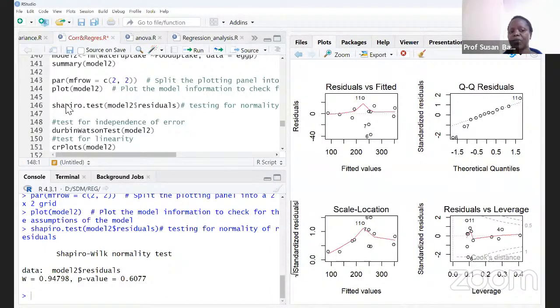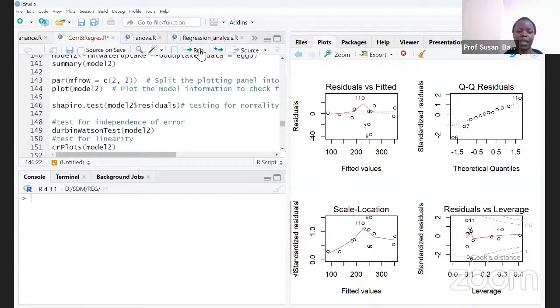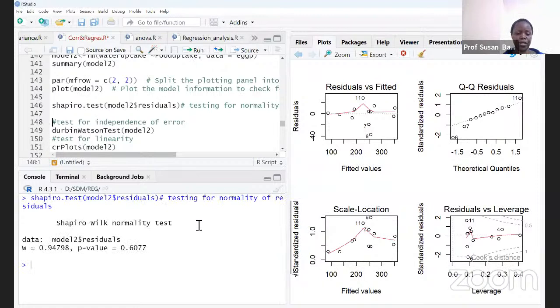Okay, I am going to the next one. Shapiro test, it is used to test normality. Let me clean my console and run again. Line 146 is testing for residuals, whether they are normally distributed or not. The null hypothesis here is that the residuals are normally distributed. They follow a normal distribution. And the alternative is that residuals do not follow a normal distribution.